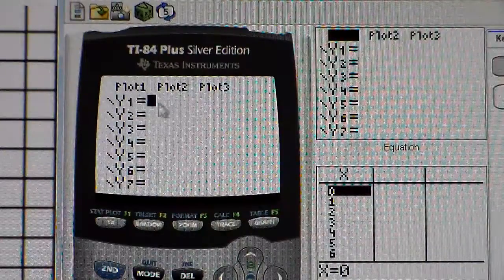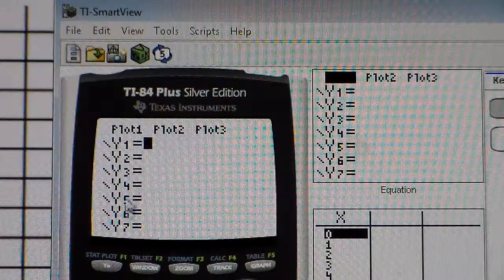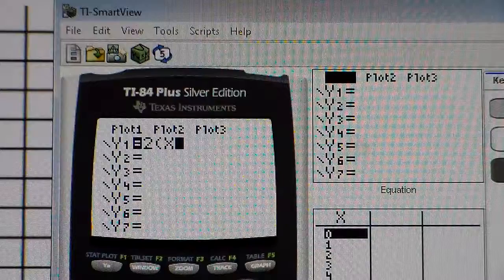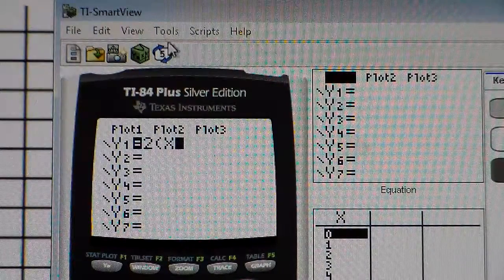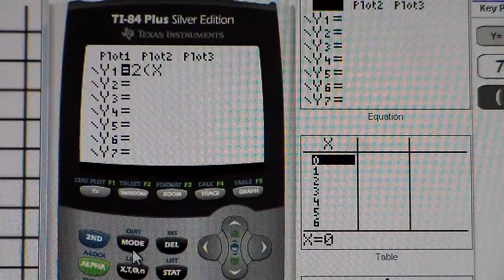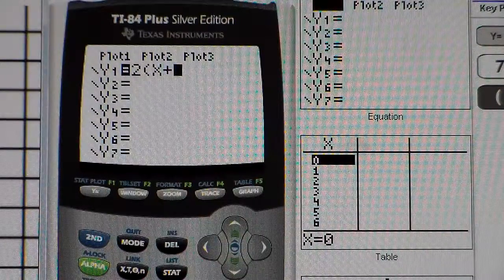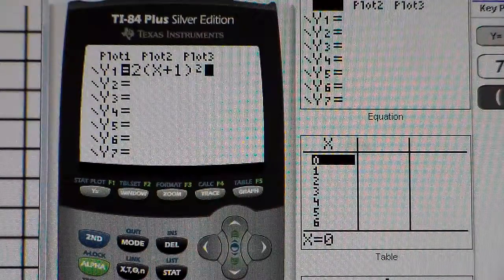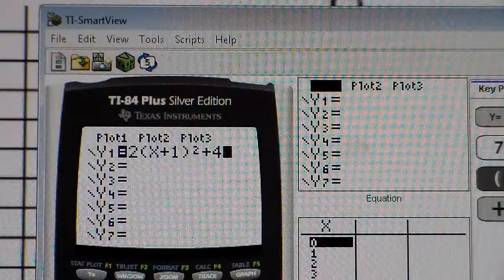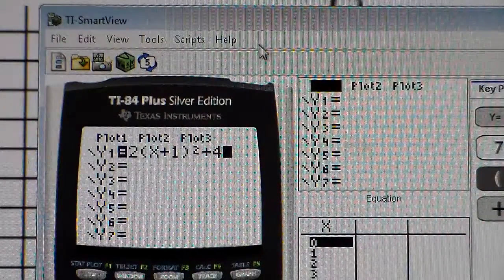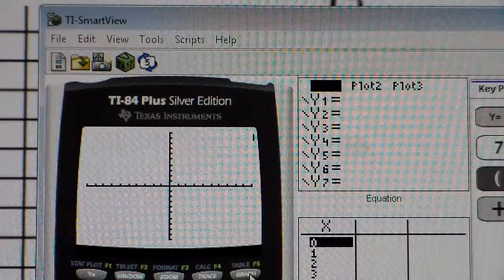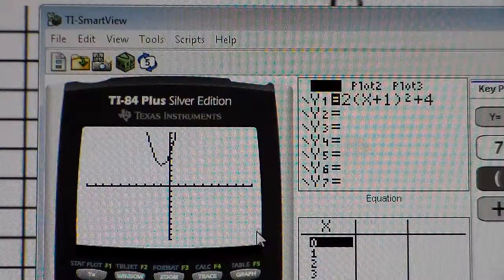Now we're going to type in our equation that we're working with. 2, parentheses, our x button, which is located right here, plus 1, close parentheses, squared, plus 4. So we type that in exactly how we see it on our paper. Once we have that equation all typed in, we hit the graph button located in the top right hand corner. We could see our graph, what our picture is going to look like.